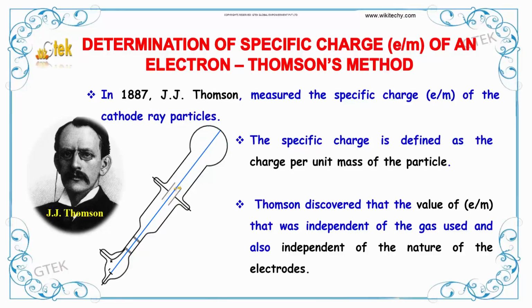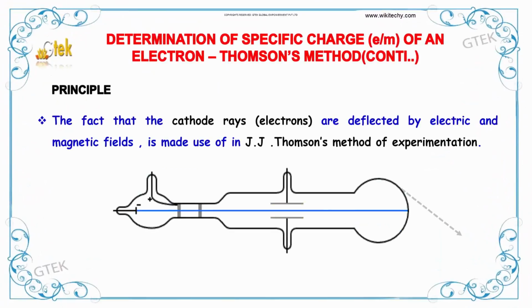Thomson discovered that the value of e divided by m was independent of the gas used and also independent of the nature of the electrodes. The main principle is the fact that the cathode ray electrons are deflected by electric and magnetic fields, and it is made use of in J.J. Thomson's method of experimentation. You are able to see the cathode ray getting deflected through the electric field.